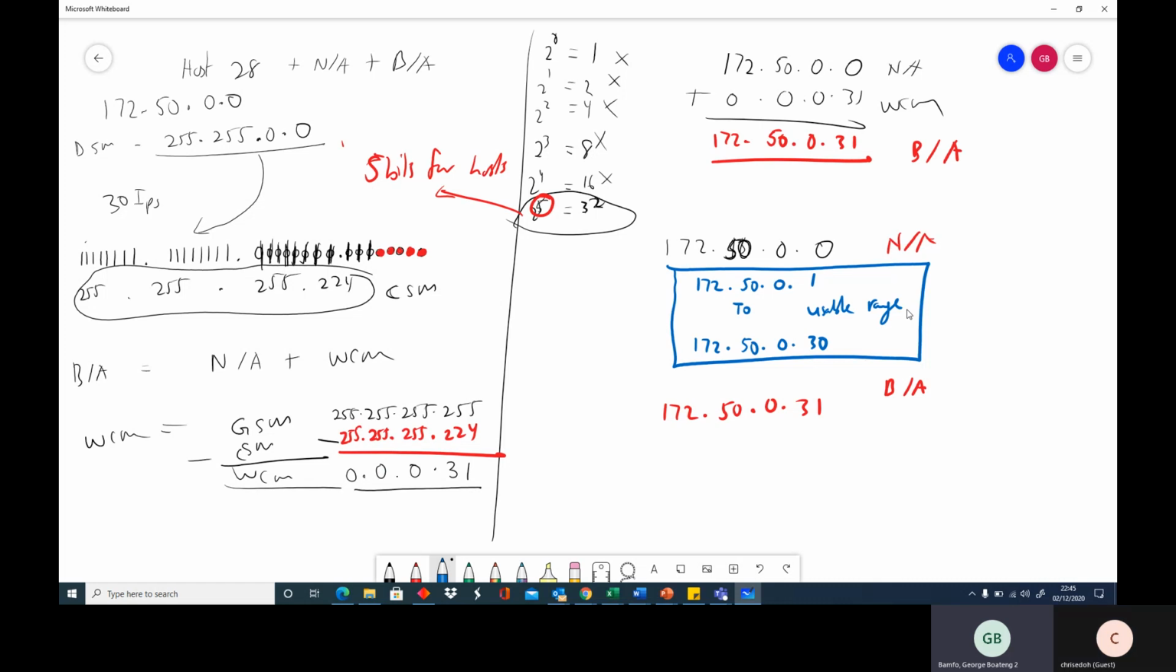How do you find the number of bits? Once you find the number of bits, you can find your zeros, and then the rest become ones, and then you have your custom subnet mask. Then you can go on and find your broadcast address and usable range. So the only added step is your custom subnet mask, which will be gotten by using the number of bits.